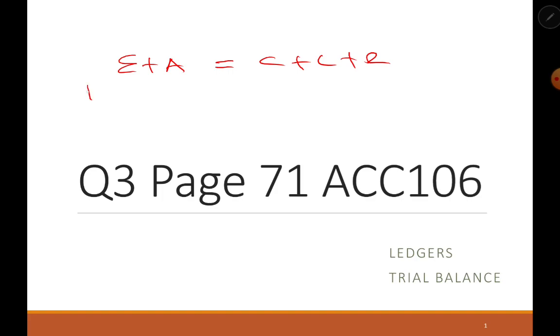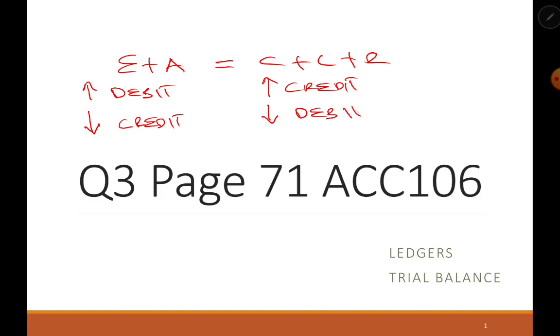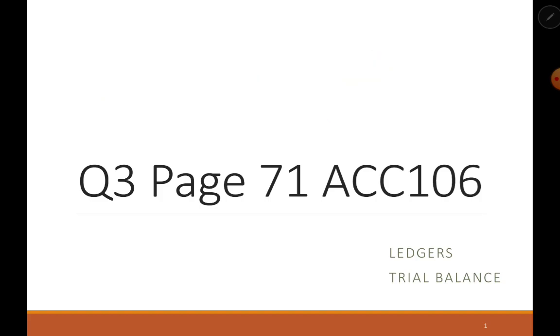Okay, increase in assets and expenses we will debit. Debit means we record it on the left hand side of the account. For capital, liability and revenues, if it is increased, then we will credit. We will record it on the right hand side of the accounts. If expenses and asset decrease, we will credit. We record it on the right hand side of the account. If capital, liabilities and revenues decrease, we will debit. Means we will record it on the left hand side of the accounts.